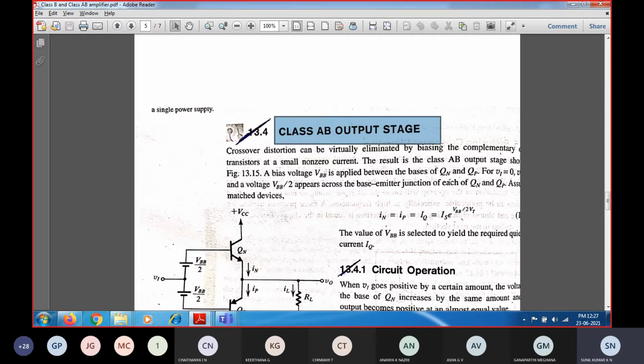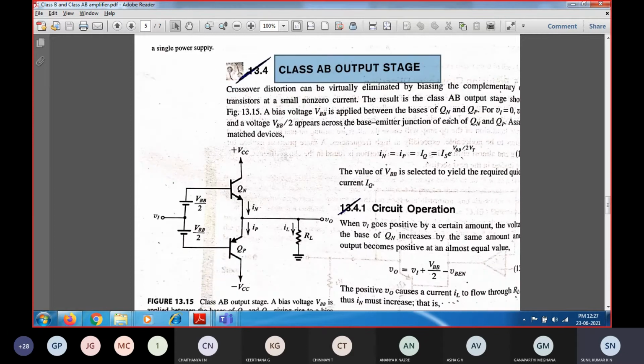So if we eliminate that crossover distortion, you will be getting the full cycle output, and the efficiency can also be increased correspondingly. To avoid the crossover distortion of the class B amplifier, which is because of the base emitter voltage drop, we are going to consider the class AB output stage. In this class AB output stage of amplifier, it is a compromise between the class A and class B amplifier.